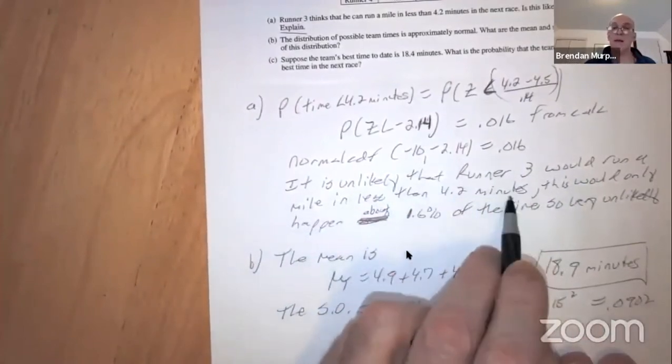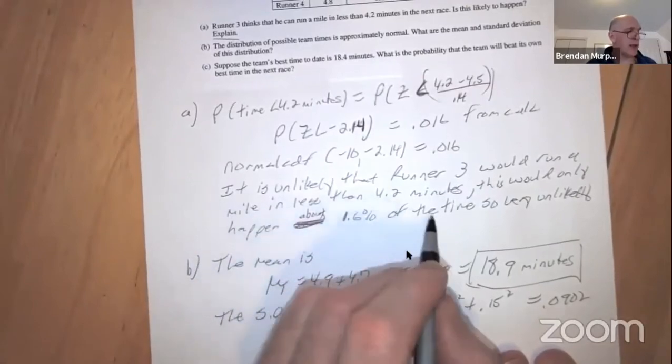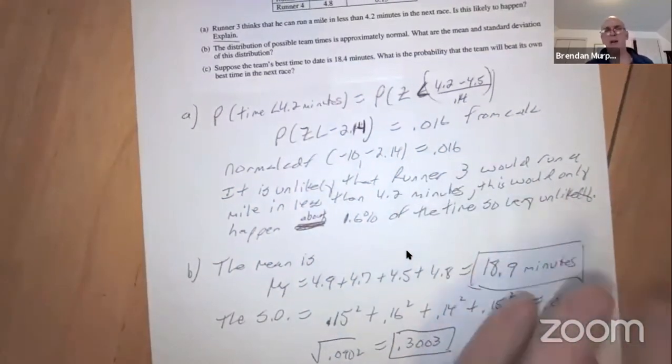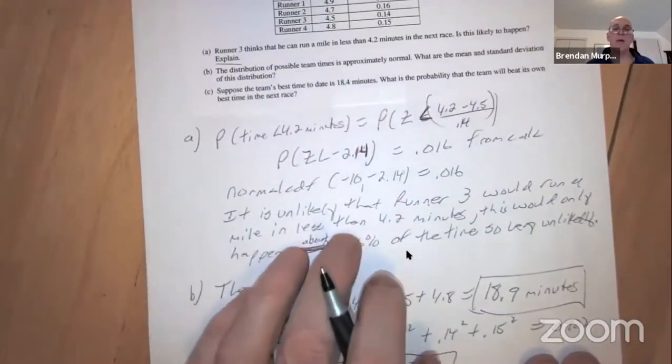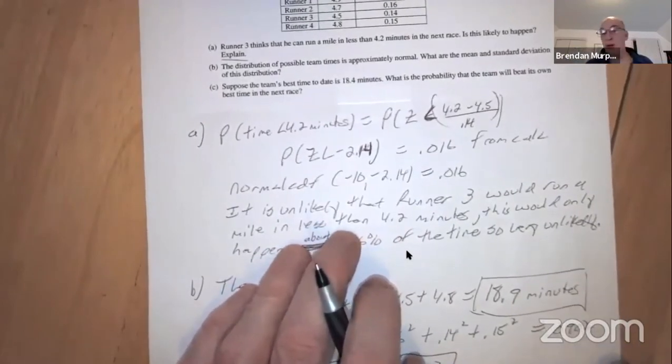So I said it is unlikely that runner 3 would run a mile in less than 4.2 minutes. This would only happen about 1.6% of the time, so this is very unlikely. So could it happen? Yes. Is it likely to happen? And the answer is no. So runner number 3 probably is not going to run, in the next race, a sub 4.2 minute mile.